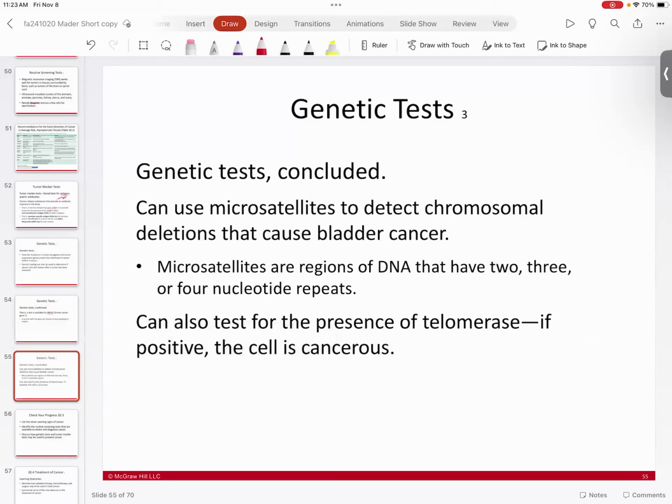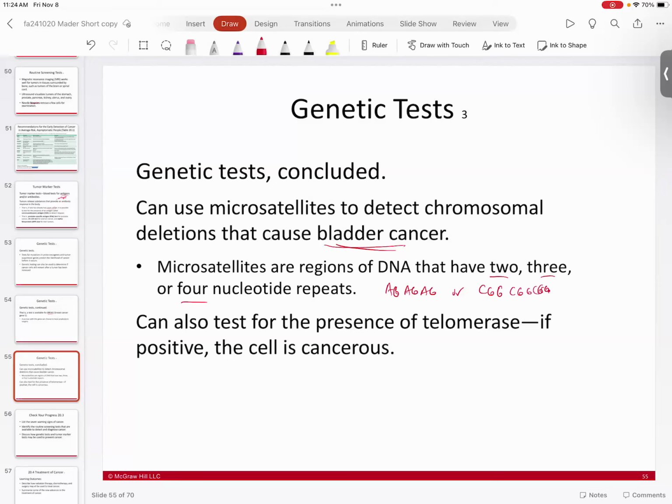You can also use what's called microsatellites to look for potential chromosomal damage that might lead to cancer. For instance, deletions in your chromosomes that could lead to bladder cancer. That's a common one. These are basically areas of DNA that have either 2, 3, or 4 nucleotide repeats. So it's like AG, AG, AG, or ACG, right? Or CGG, CGG, CGG, and it could be 4. So it's just these repeat regions that can cause problems.